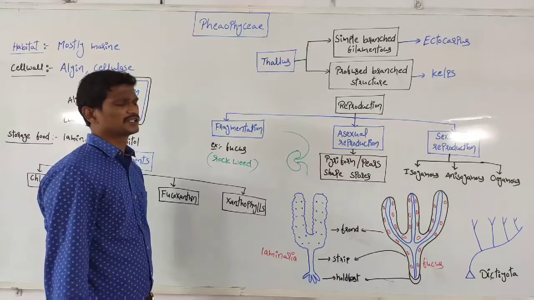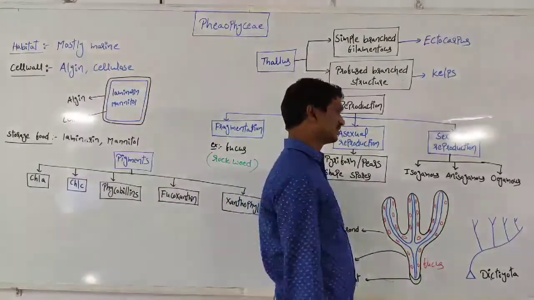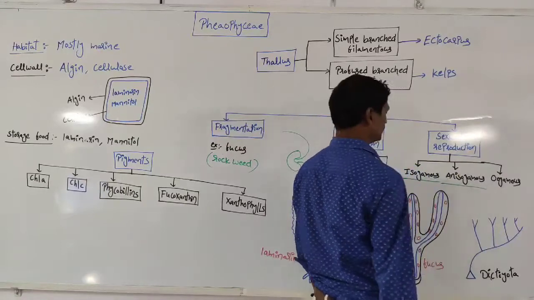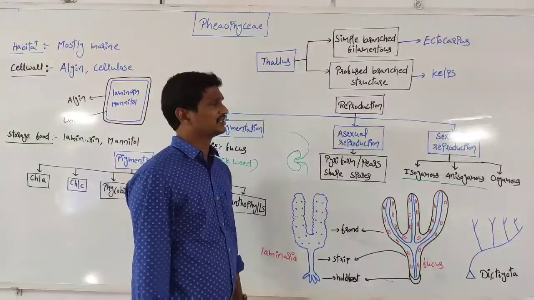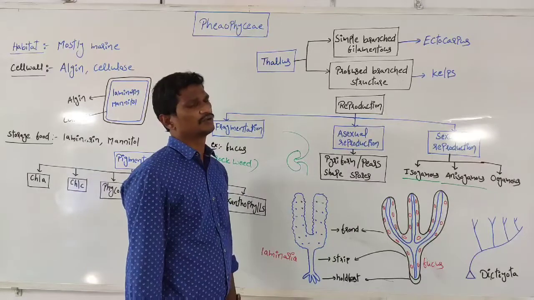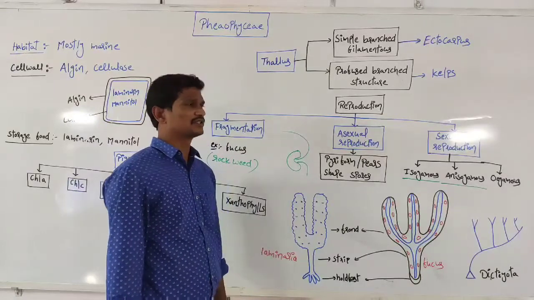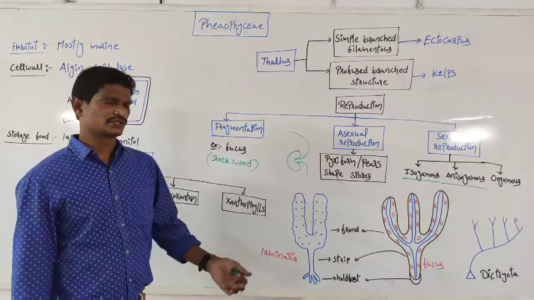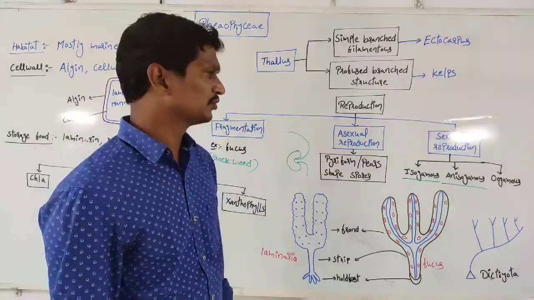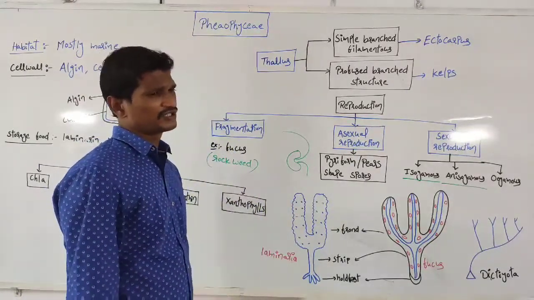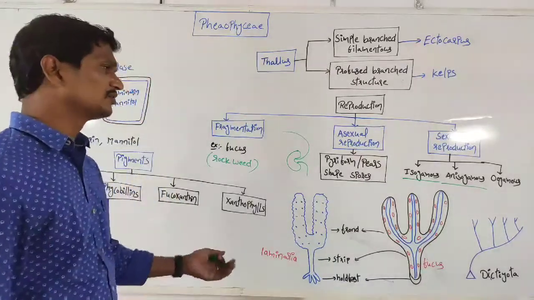And the sexual reproduction process is isogamous, anisogamous or oogamous. Remember that in both the Chlorophyceae and the Phaeophyceae, isogamous is there and oogamous is also there. But if we think about the Rhodophyceae, mostly oogamous is present because oogamous is the advanced one. So in Rhodophyceae, mostly oogamous is present, but in the remaining two, isogamous and anisogamous are also present, right?